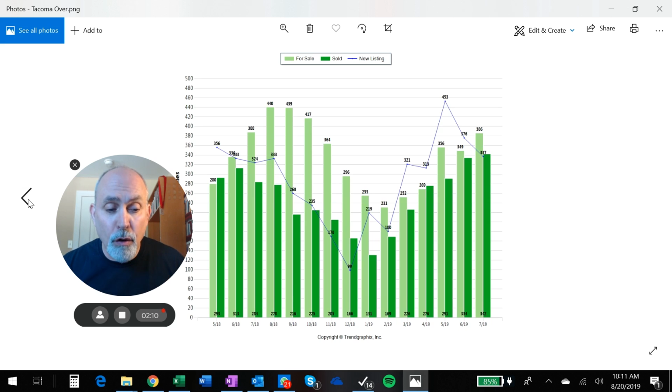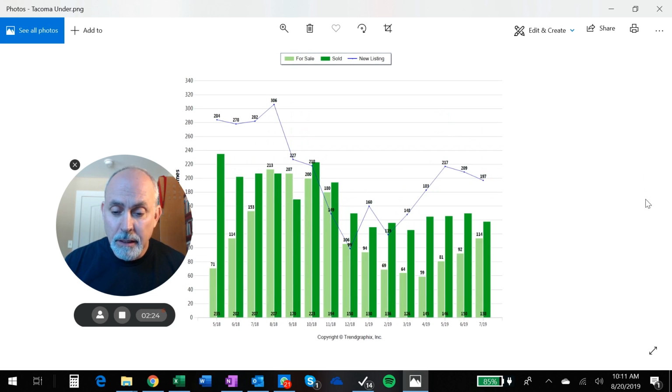You can see in the over median price points, there's a little bit more inventory. It's a little bit easier to buy. But it's not much, because if you compare it to the under median, watch this. What? No inventory. None. Hard to find. Things going under median are snapping off the market. It is hot, hot, hot in Tacoma right now for houses under median price.